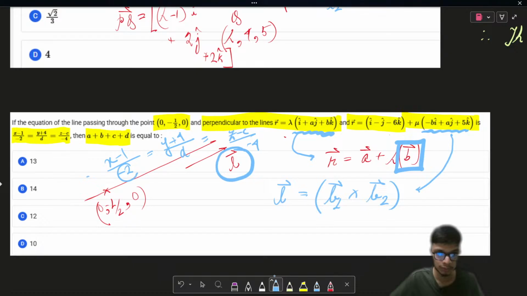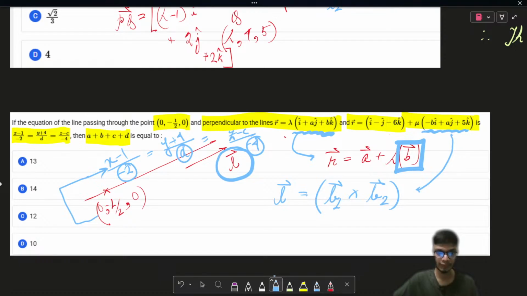So where -2, d and -4 are the direction ratios of this L vector, right? So I already know the L vector in terms of an unknown constant d. I have to relate these two by following the cross product result, right? And also the known point, I can easily find the value of c by just putting this particular point on the line.